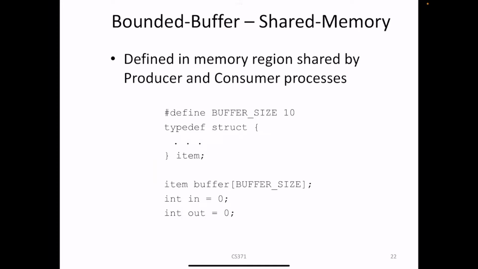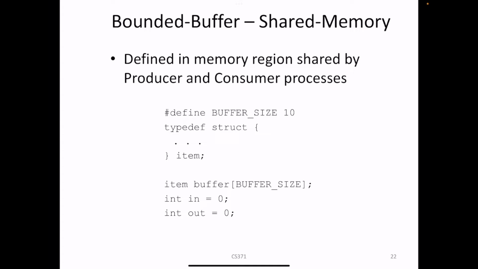In this slide, we are going to talk about the bounded buffer, which uses shared memory to solve this producer and consumer problem. Basically, we can define a memory region that can be shared by the producer and consumer processes. Down below is the pseudocode. Firstly, we define the buffer size as 10. Then we define an atom type structure. Within the atom structure, we define a number of pieces of information which can be used by the producer and consumer.